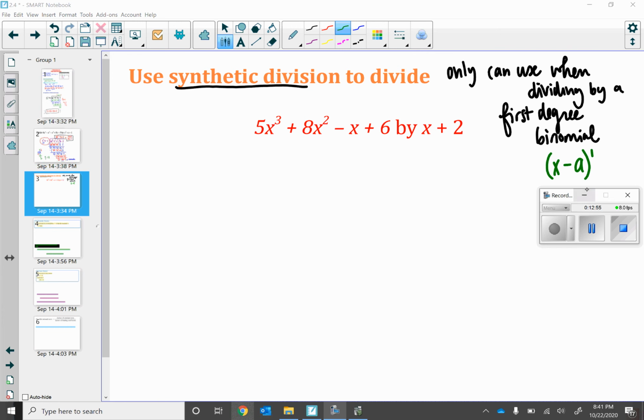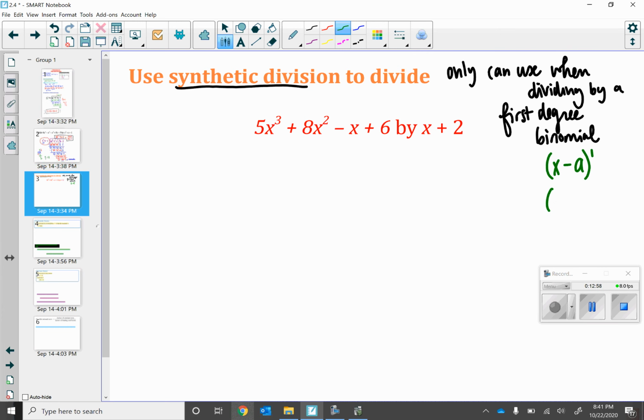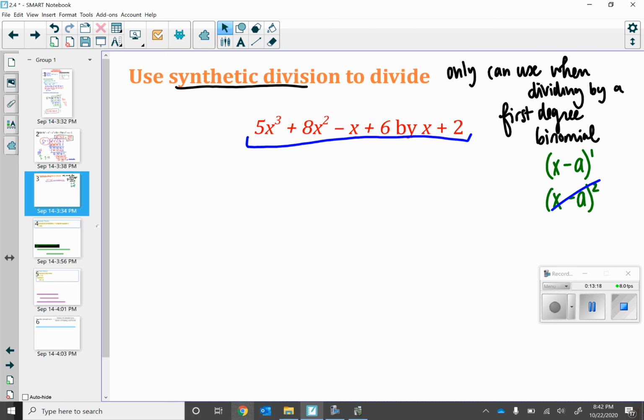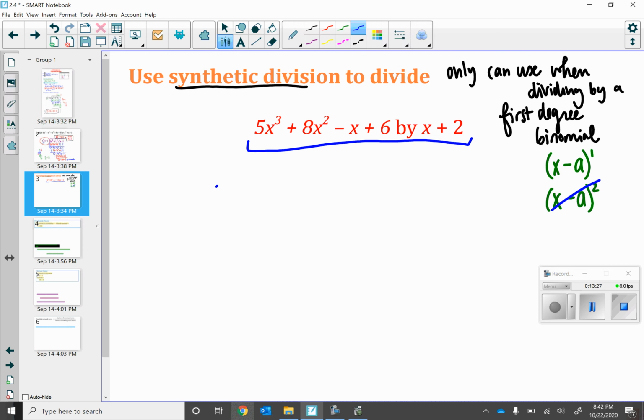So if I had, for example, x minus a, that thing squared, I really wouldn't be able to do this division. But here I can: 5x cubed plus 8x squared minus x plus 6. We're dividing that by x plus 2. For synthetic division, we really only use the coefficients.